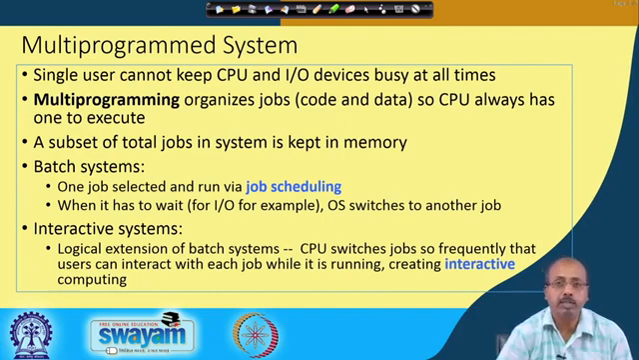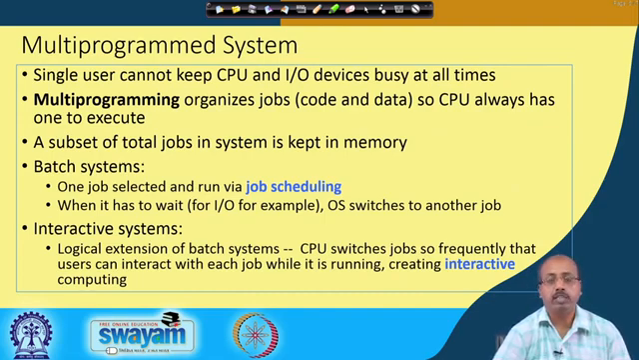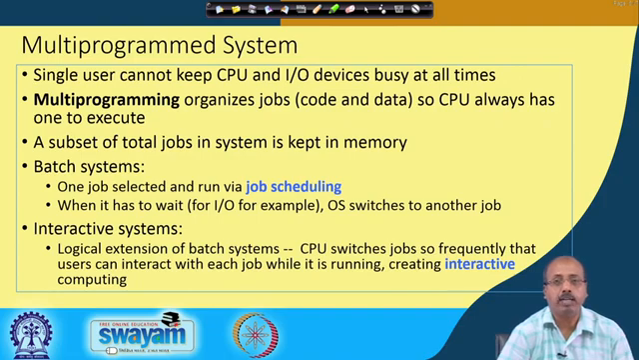So, the user will give the program code and data together, and this whole thing will be given to the computer for execution. So, it does not ask for data while executing the program. It takes from the input that is given at the beginning. If we want to have interactions, then we have got interactive systems. This is a logical extension of batch systems, because the CPU switches jobs so frequently that users can interact with each job while it is running, creating an interactive computing environment.